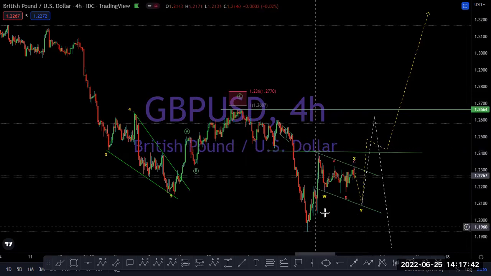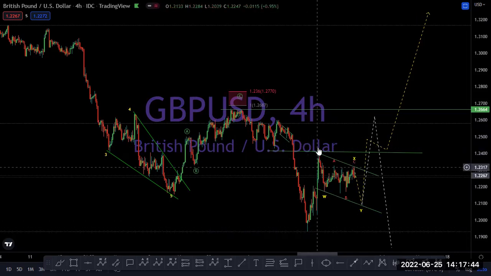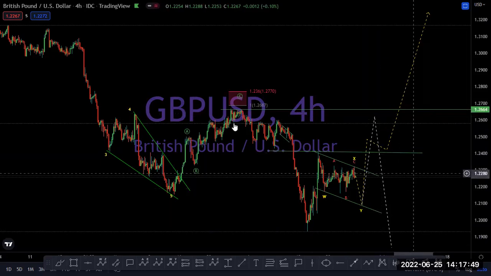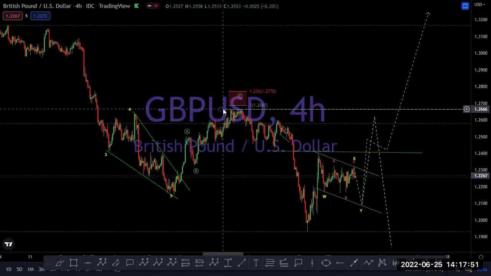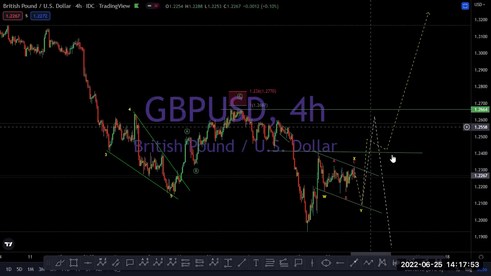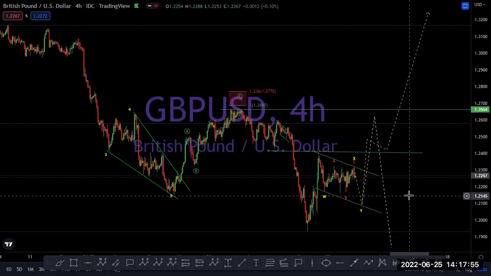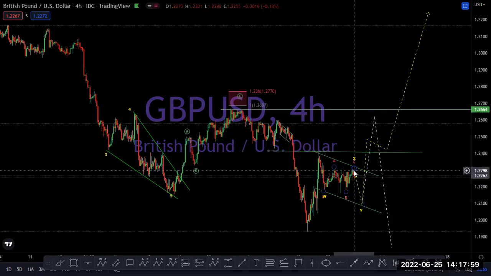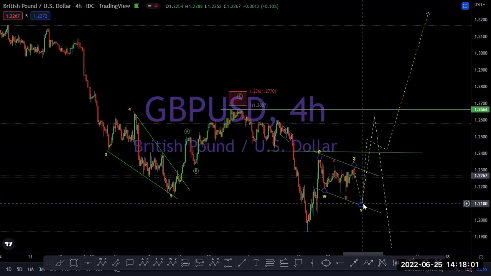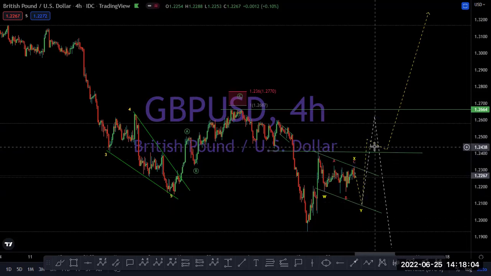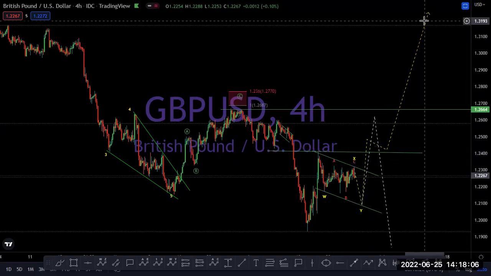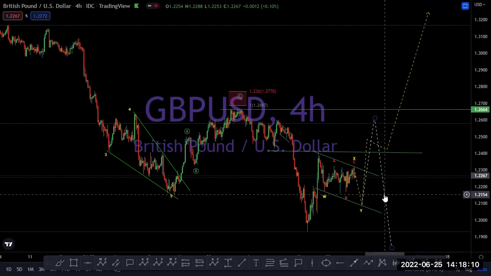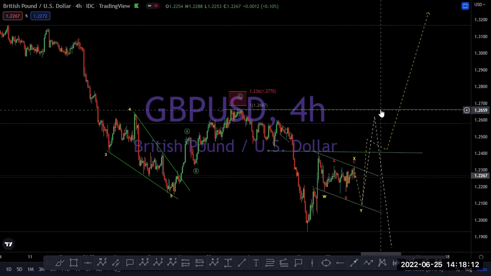One, this can be A, B, C. Then it goes deeper again. As long as this level 1.266 remains, we can still go deeper. But my bias is this: that we get a drop down. Then we buy from here, break here, and keep going up. Okay, that's my bias. So this is my alternative. We may get this.